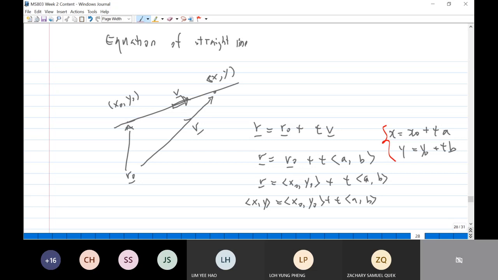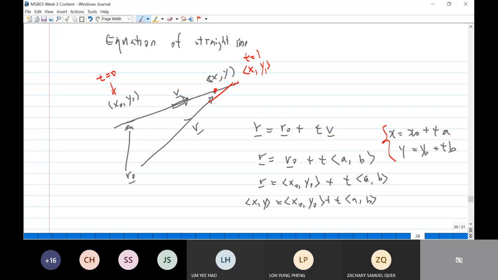Usually we set it so that when t equals 0, it is the fixed point. This is the endpoint somewhere here. So this is another endpoint, x1, y1, t equals 1, for example. You can set it in this way. So it's easy to fix the points, right?